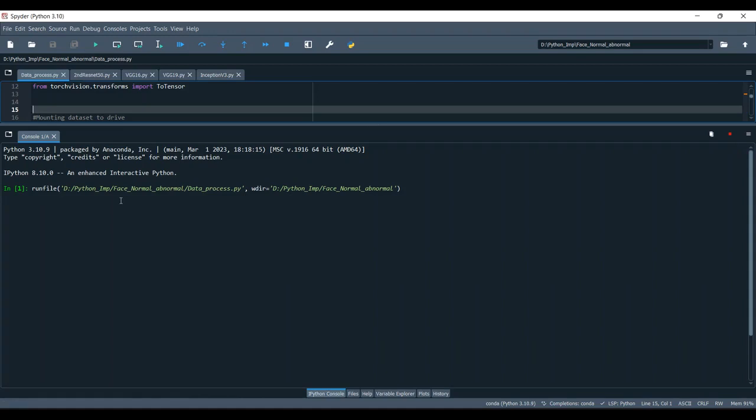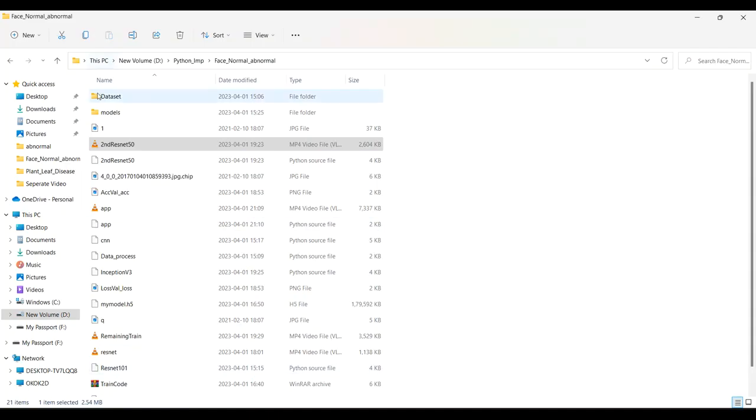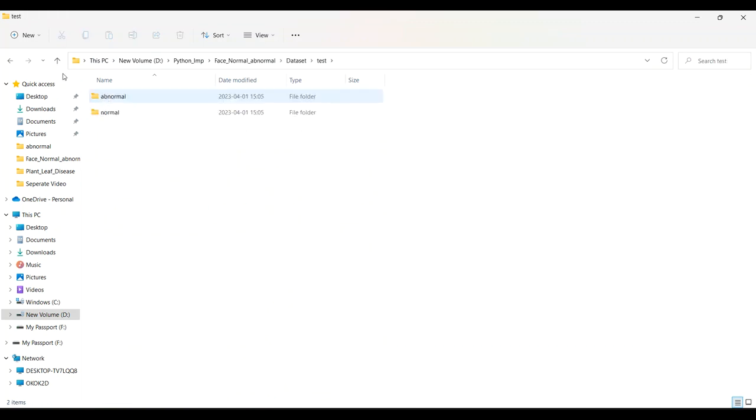So this is a pre-processing file. On pre-processing, these are all the steps. These are all the images of normal and abnormal, the two classes we are having. This is the data set which we are using: training, testing, and validation. First, we are pre-processing the images. That is the file which we are executing right now.